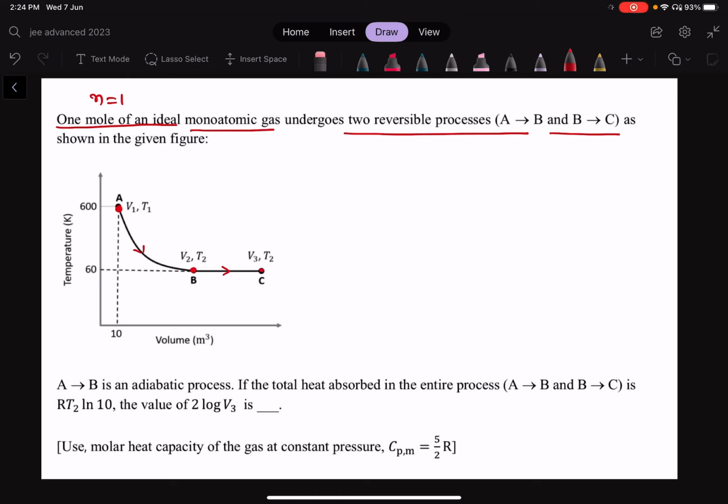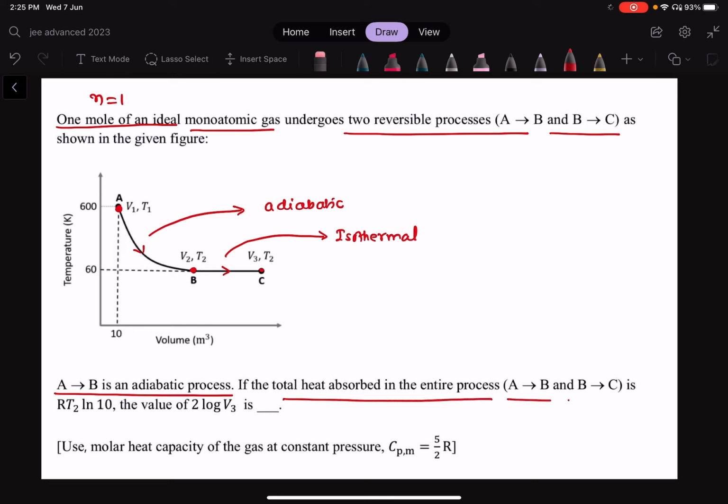Now A to B, as far as the question is concerned, is given as adiabatic in nature, that we can see from here. And B to C, from the graph itself, we can say that as the temperature remains constant throughout B to C, that will be an isothermal process. Now the heat absorbed in the entire process, A to B and B to C, is RT2 ln 10.